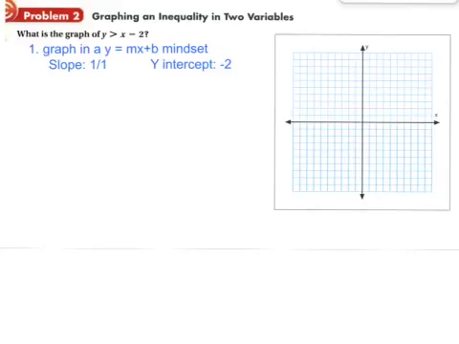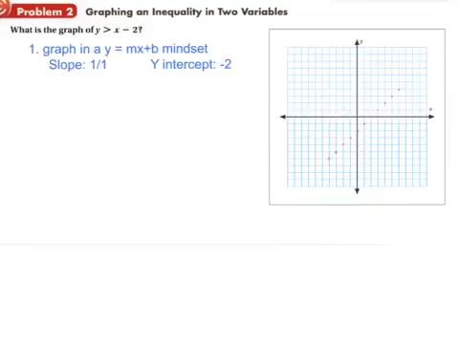My first step is going to be to graph the line in a y equals mx plus b mindset. The slope would be 1 over 1 because the number in front of my x is 1, and the y-intercept would be negative 2. So I'm going to start by putting a dot on y at negative 2 and then go up 1 and over 1 on my graph. I can also go down 1 and to the left 1 from negative 2 to continue my points.